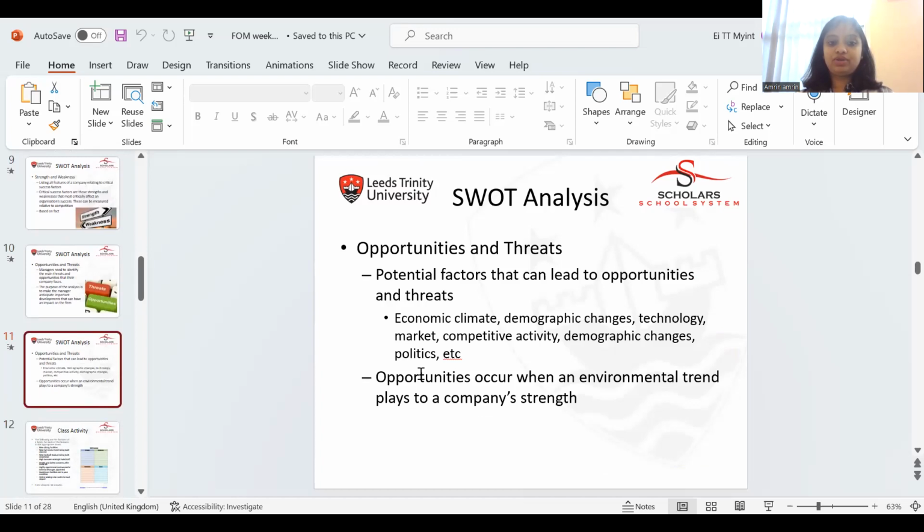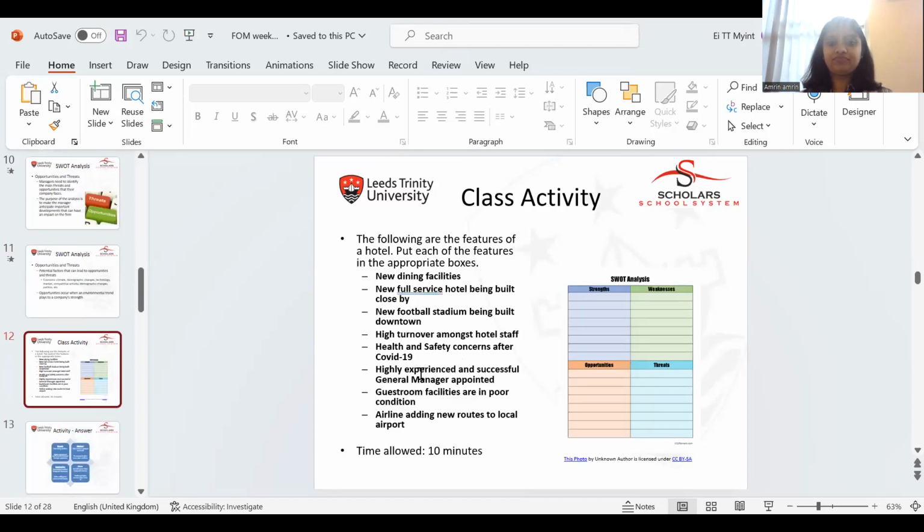When it comes to opportunity and threat, the potential factors that can lead to opportunity and threat are economic climate, demographic changes, technology, market, competitive activity, and politics, etc. Opportunities occur when an environmental trend plays to a company's strength.